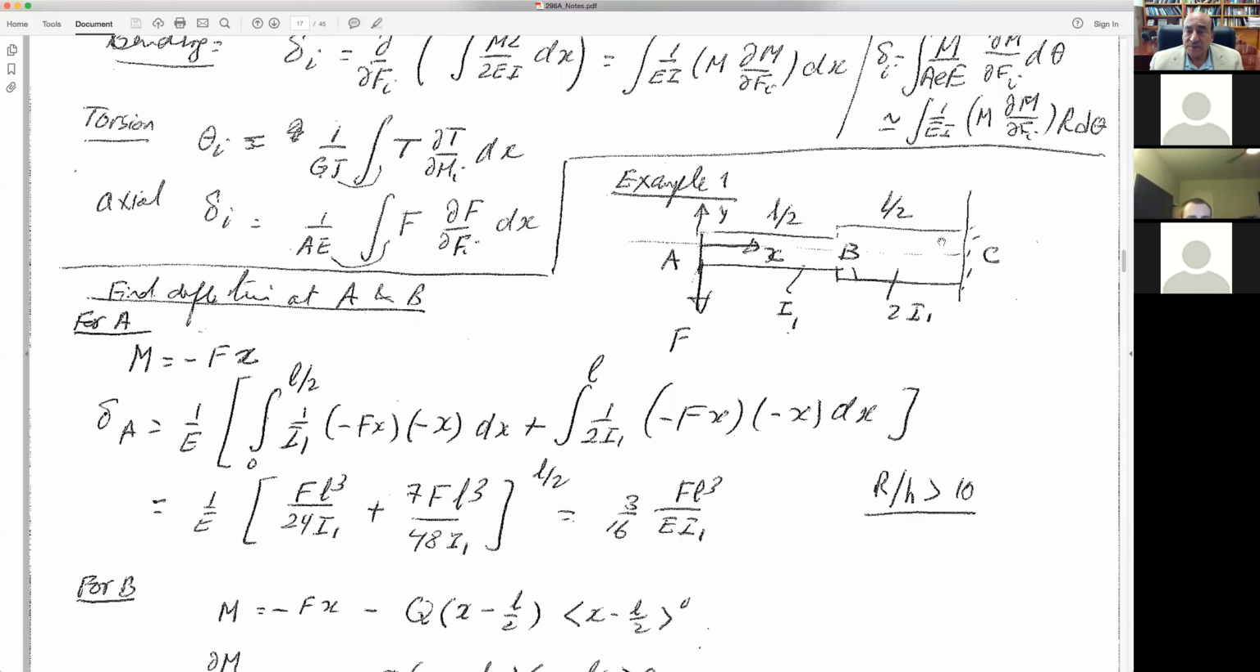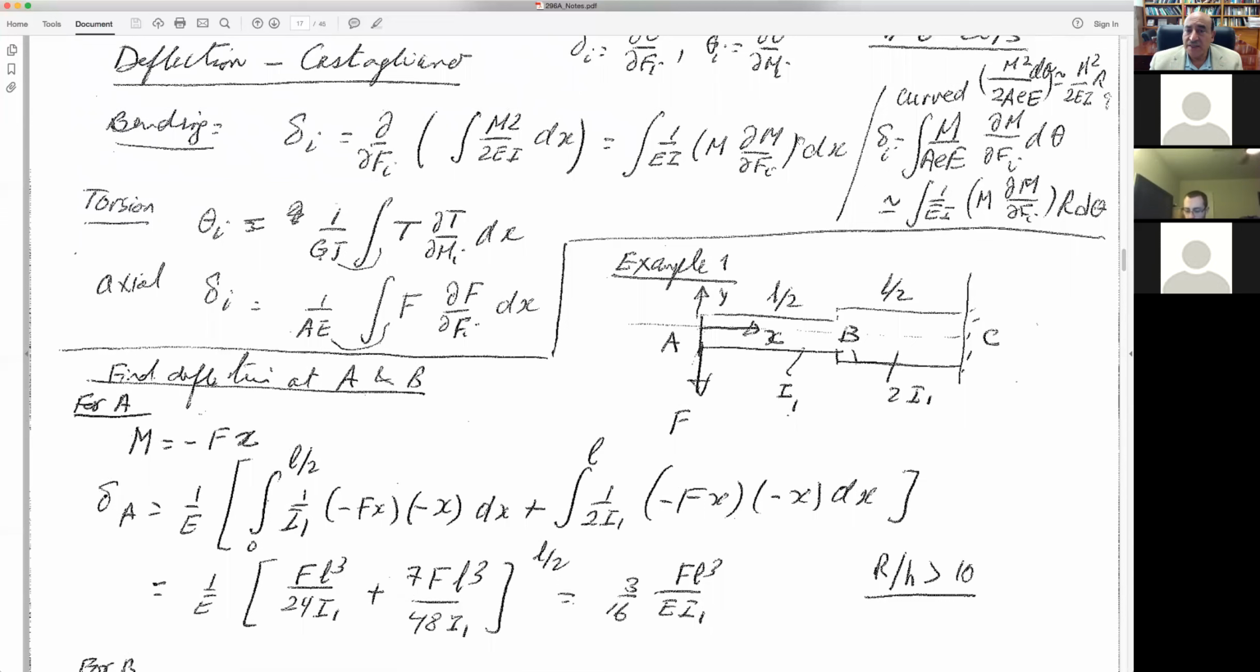If you look at an example, I have a beam that is stepped like that, and it has a force F coming down, and I'm interested in the deflection at point A and point B downward. Point A is exactly under the force. So do I have bending? Do I have torsion? Do I have axial? The answer is that we have bending only. So we need to find the energy stored in the bending and then differentiate it. It's already differentiated for us, which means that we want to find M and dM by dFi.